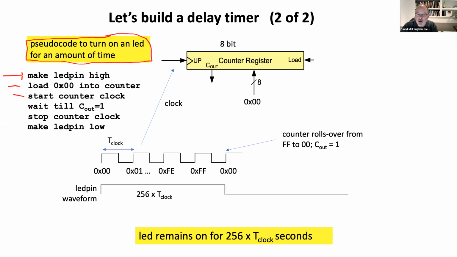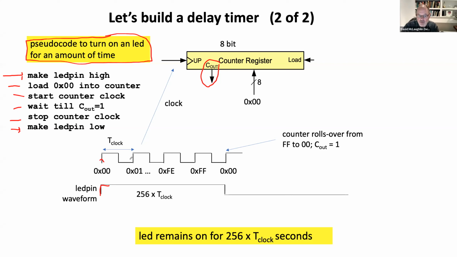Then we're going to sit there and wait. We're going to wait until this overflow pin goes high, right? We'll wait till that goes high. We'll stop the clock, and then we'll make the pin low. And so if we do that, what will happen is when we turn on the LED at the beginning of this experiment, we start a clock.